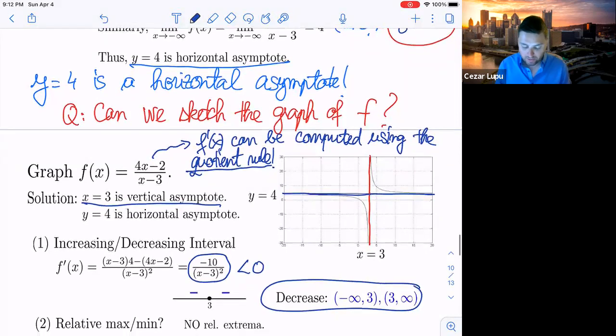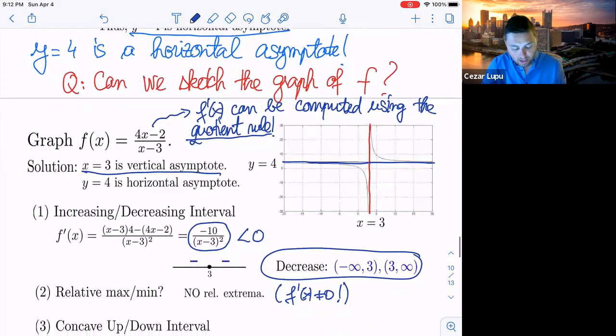So no relative extrema. So f prime of x cannot be 0. So there is no x such that f prime of x is 0. So no relative extrema. Great. And now let's see, what can we say about the concavity, the intervals of concavity?